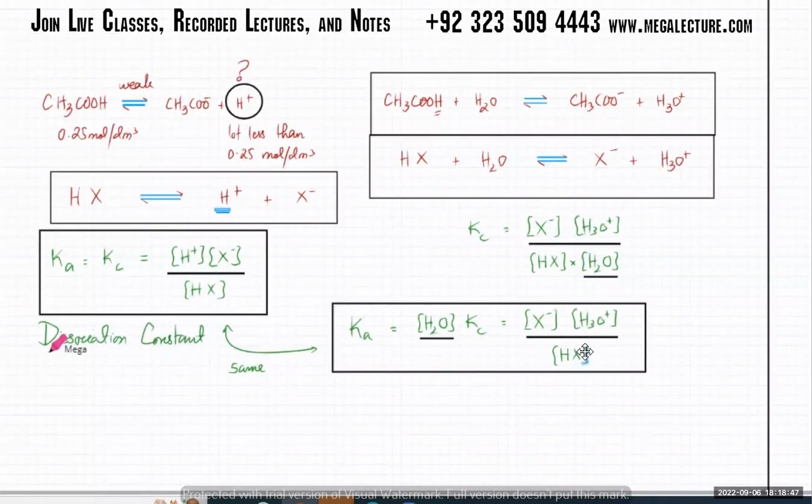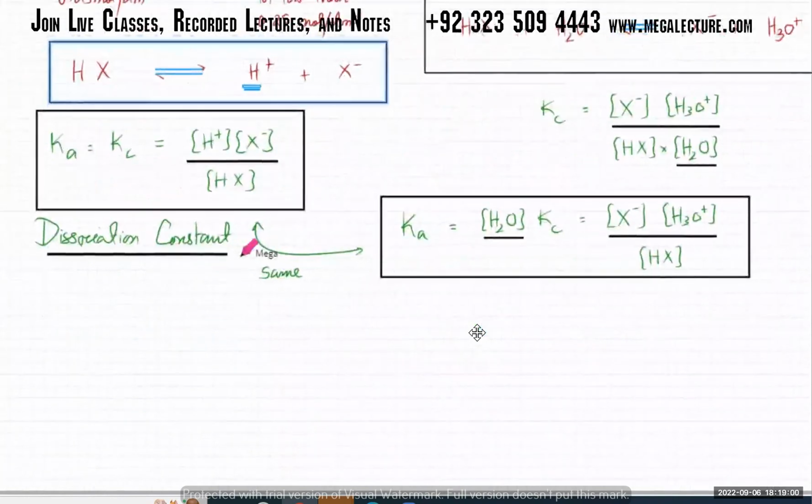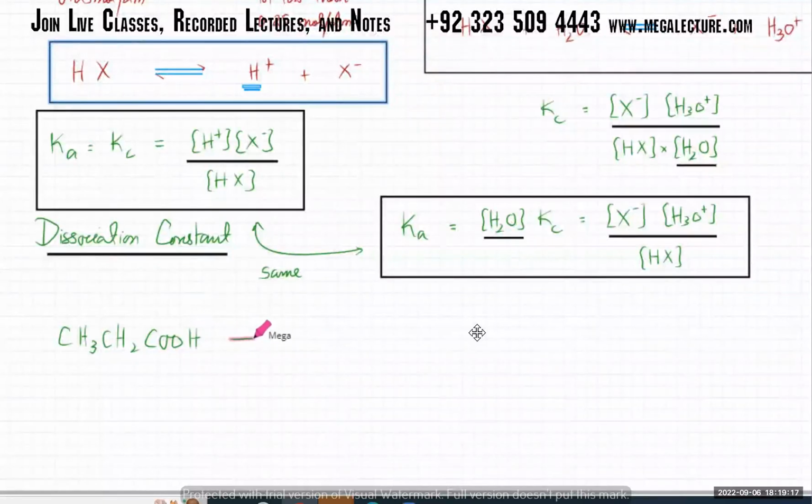So that's your dissociation constant Ka. Hopefully it is clear that every weak acid, if I apply the formula to ethanoic acid or propanoic acid, is going to look like this. I've got propanoic acid, let's say CH3CH2COOH. That's HX. It's going to ionize.